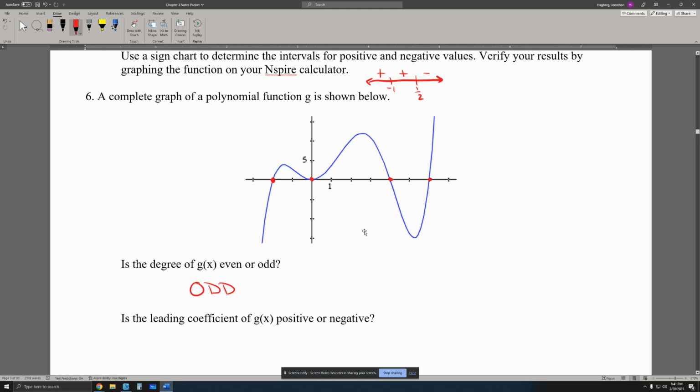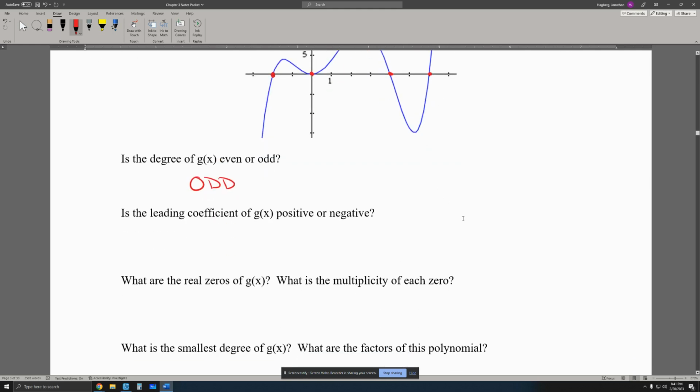Okay, very likely this has degree 5, because we have 3 odd. Those are probably 1, and then this one has multiplicity 2. So we've got 3 and 2 gives us 5. It also follows from the end behavior. Left-hand side is going down, right-hand side is going up. So for the leading coefficient, that tells us, with odd degree, that this has a positive leading coefficient.